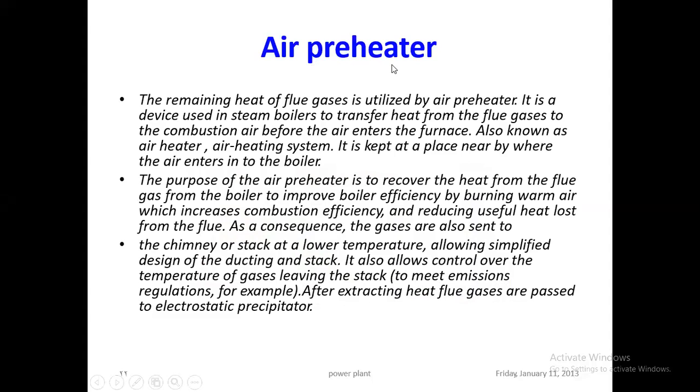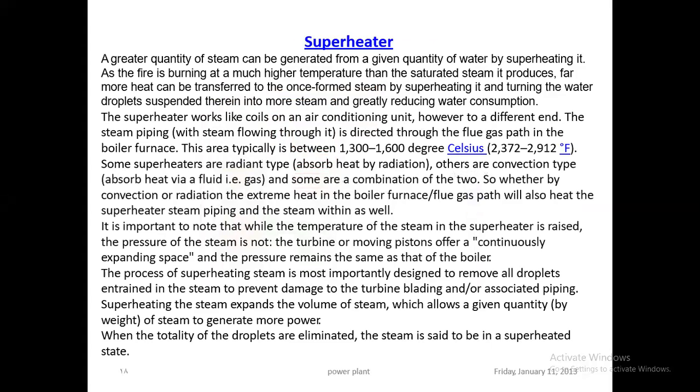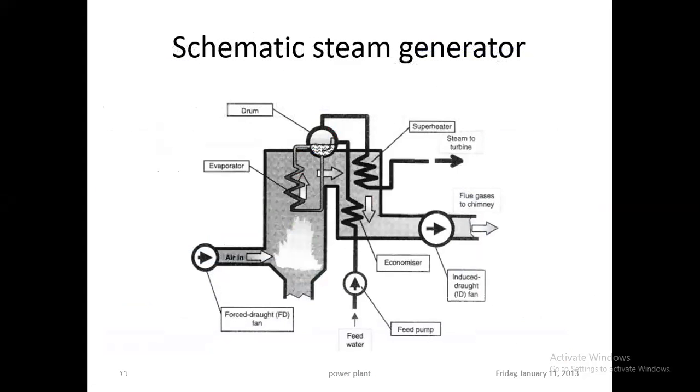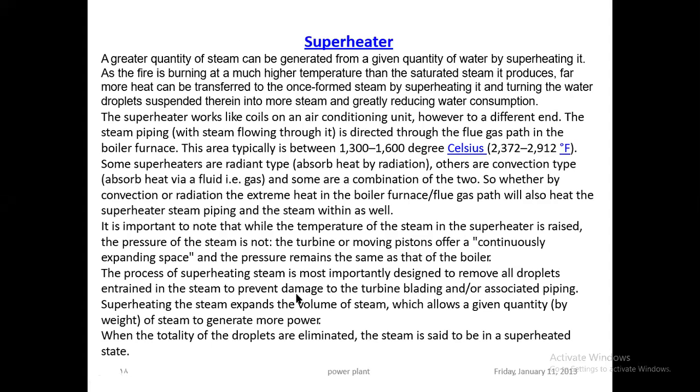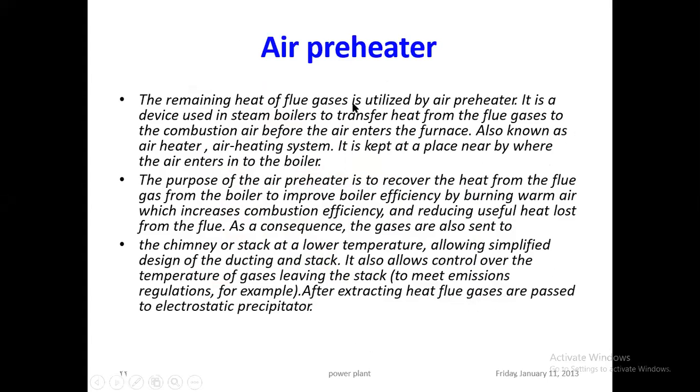Air preheater. And where is the air preheater? This level is the air preheater. This is the air preheater. So, coming to the air preheater topic. The remaining heat of the flue gases is utilized by the air preheater. It is a device used in a steam boiler to transfer heat from the flue gases to the combustion air before the air enters the furnace.